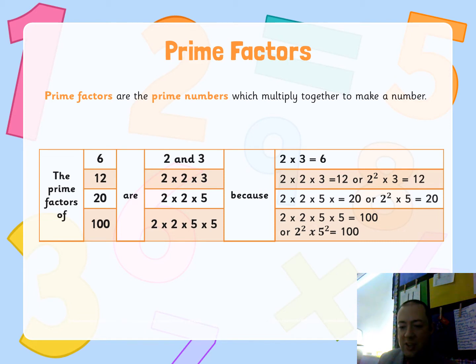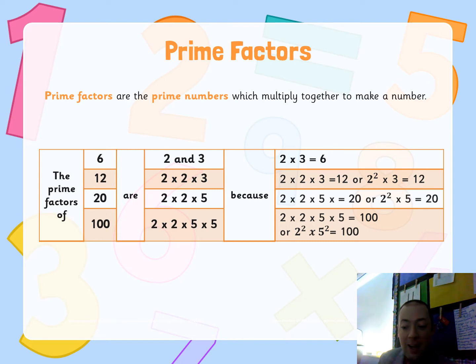I'm not going to go into index notation because I could say 2 to the power 2 times 3 equals 12, but I'm not going to. That's just confusing. So I'm just going to say 20 is 2 times 2 times 5. 2 and 2 and 5 are prime numbers. 100 is 2 times 2 times 5 times 5. Think about it, work it out. If you did 2 times 2 is 4, 4 times 5 is 20, times 5 again would be 100. So this is basically a list of prime numbers you can times together to get the number. That's what we mean by prime factors.